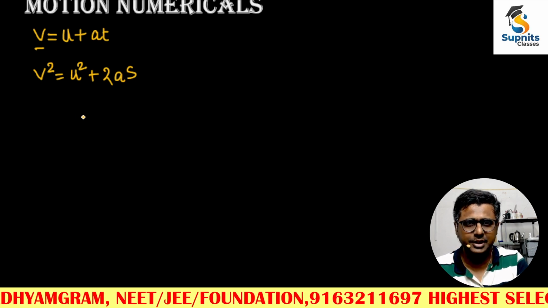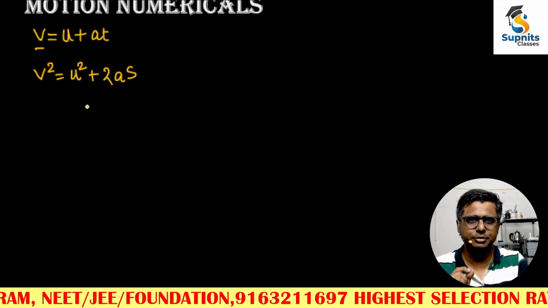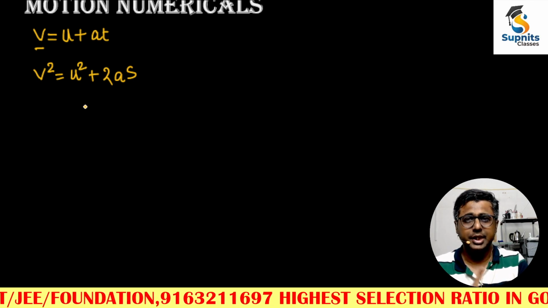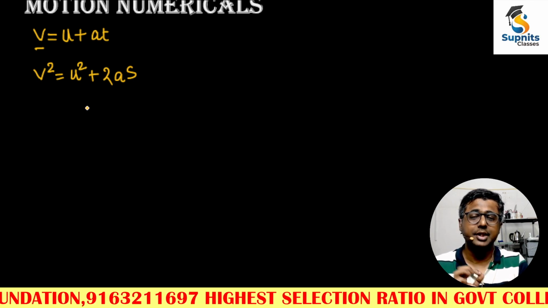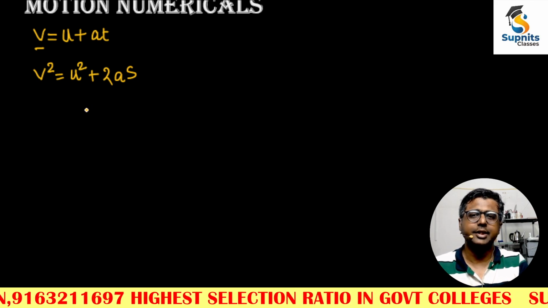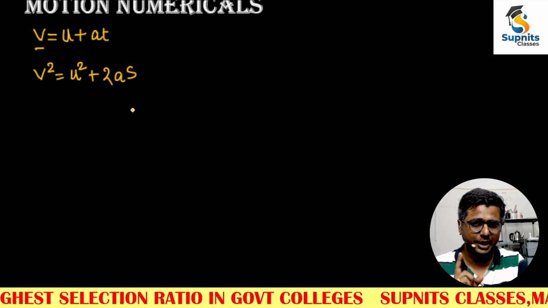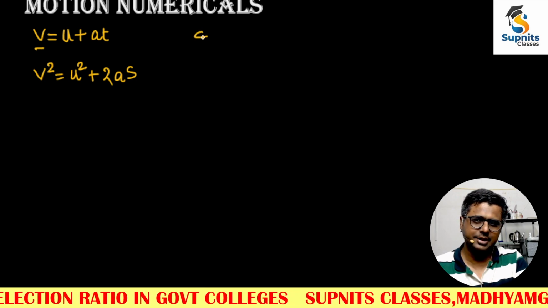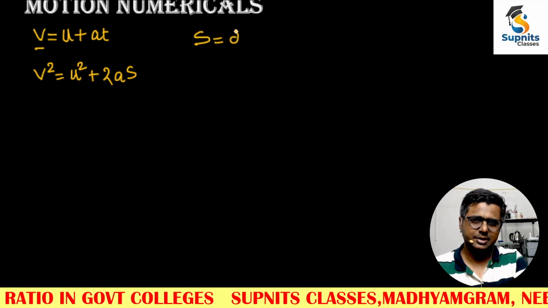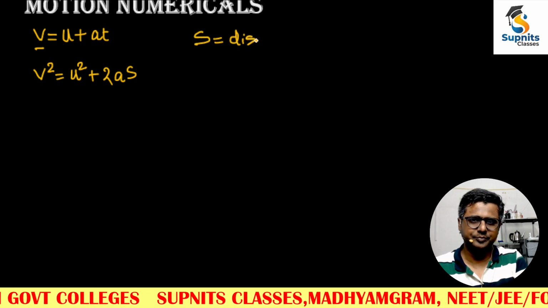Next equation is v square is equal to u square plus 2as. What does v signify? Final velocity. U signifies initial velocity, a signifies acceleration, s signifies over here displacement. Please write down. S is displacement.